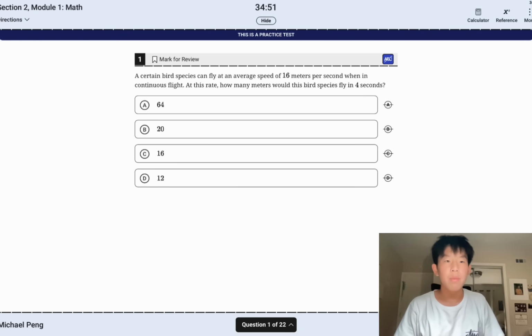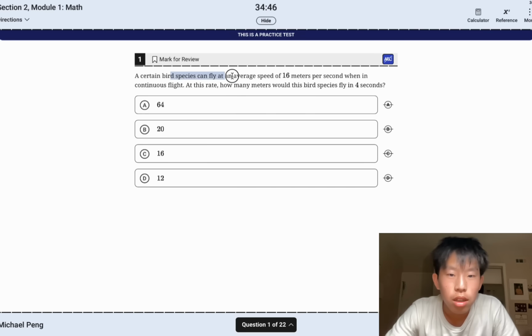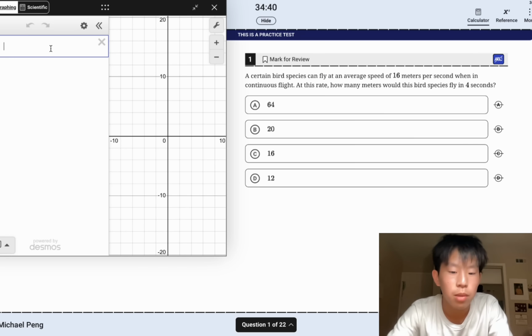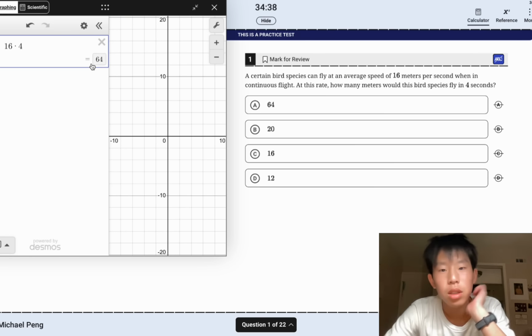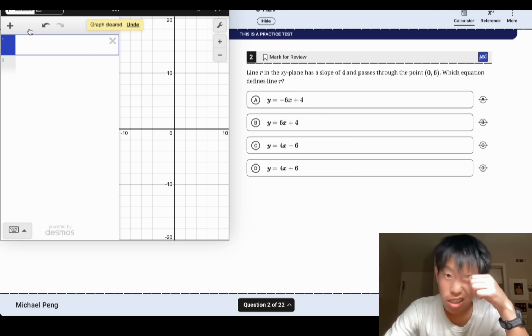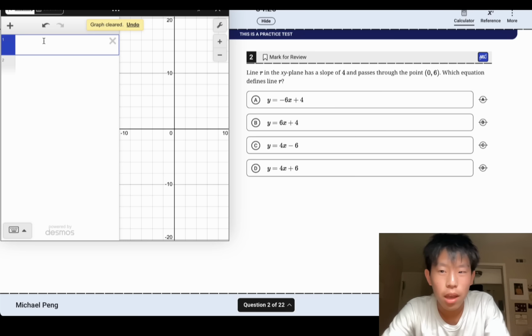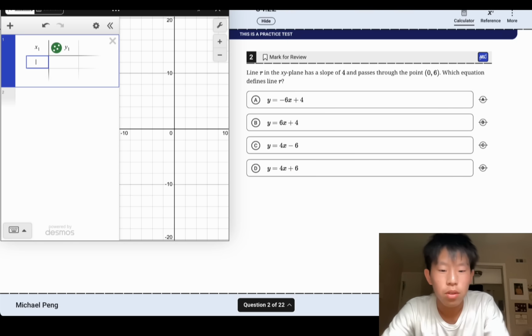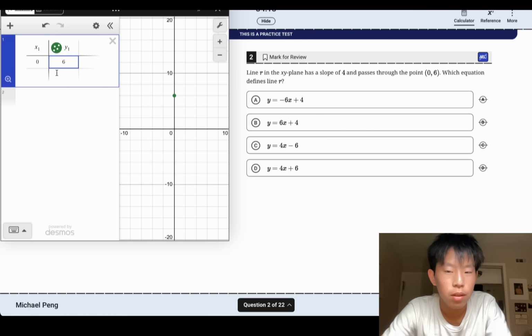Alright, we're going to get started with Module 1 of math, okay? So now, let's read the question. A bird is flying 16 miles per hour for 4 seconds. So what we're going to do, always maximize Desmos. 16 times 4 is 64. Cool. Now, it's asking for a slope of 4, and it passes through the point (0, 6). So let's go to this. So (0, 6), and then you know the slope is the rise over the run. So that means it rises 4, and then it goes 1.